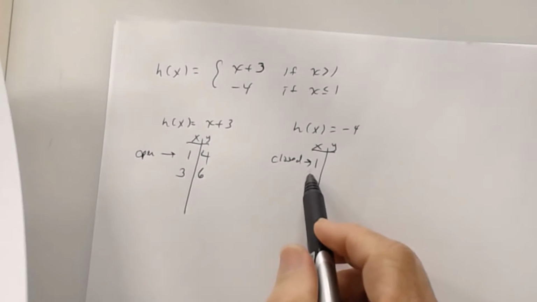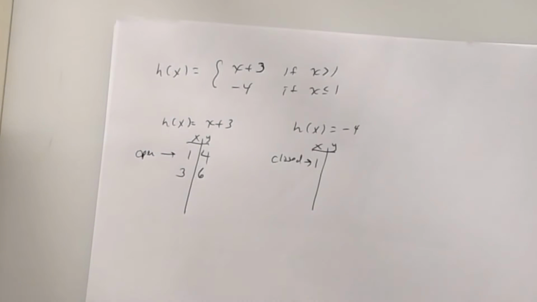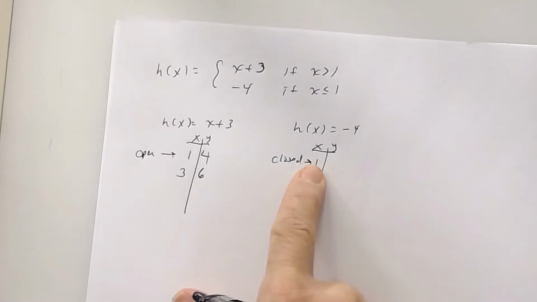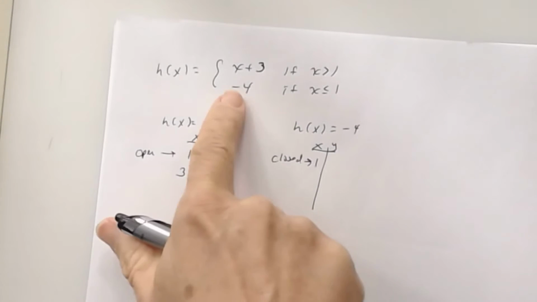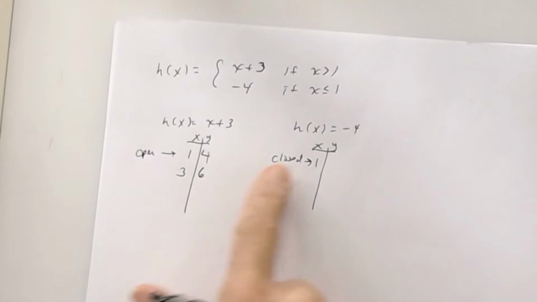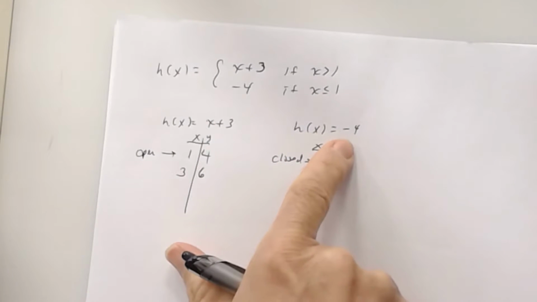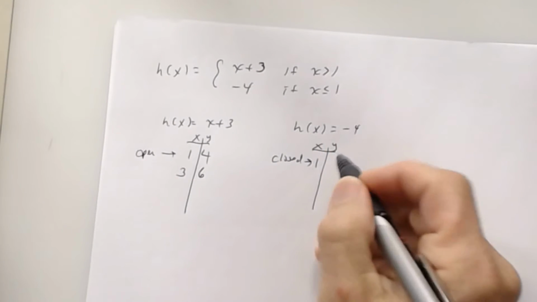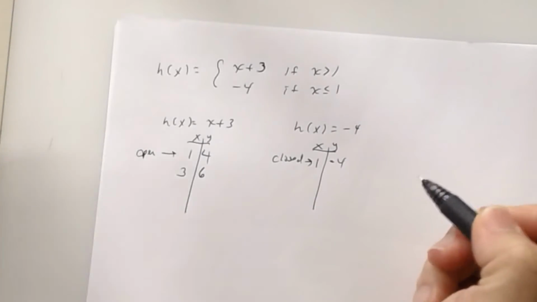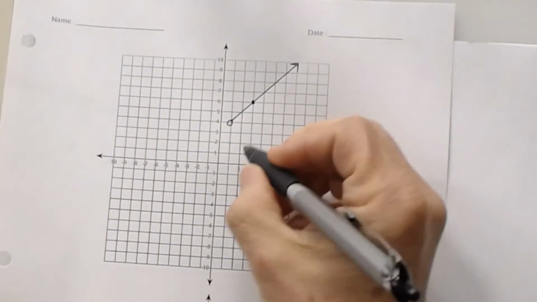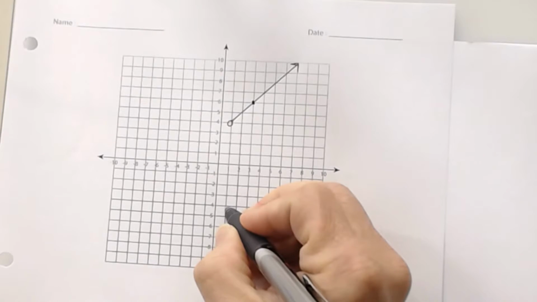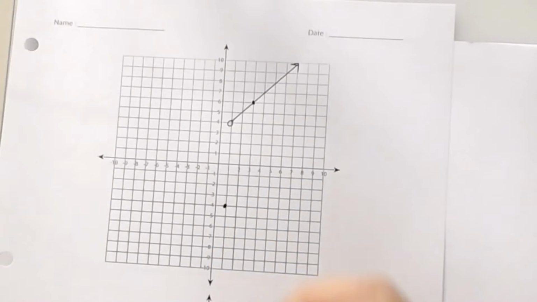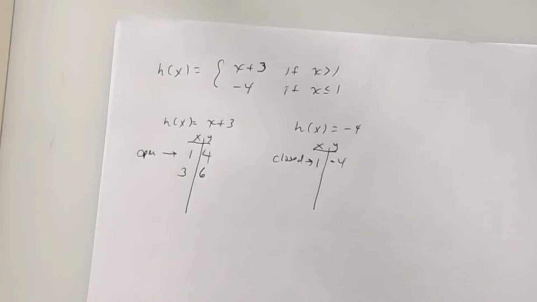Okay, let's do the other one. If x is 1, now you've got to remember what we did earlier at the beginning of class. If x is 1, which function do I use? The top one. Remember, that says y always equals what? Negative 4. So I plot the point (1, negative 4), right here, closed circle.